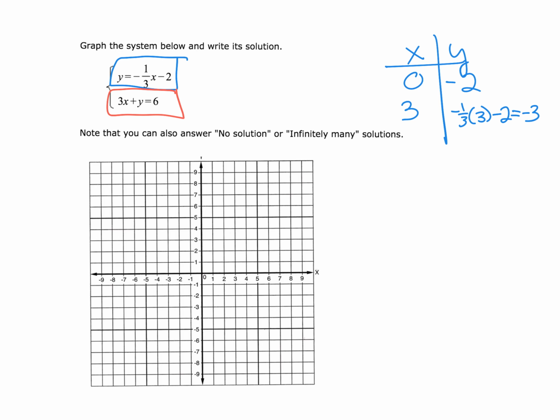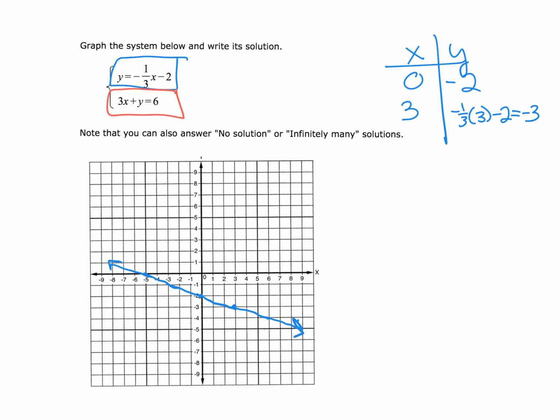Okay, so let's plot these points. When x is 0, y is negative 2. When x is 3, y is negative 3. Let's try to draw this and continue that same slope. So down 1 over 3, down 1 over 3, going this way over 3, up 1, 3 and 1, 3 and 1. Okay, so that's this line, the blue one.